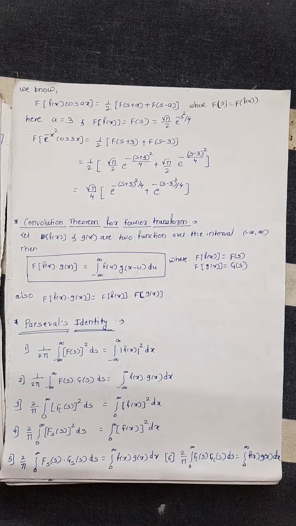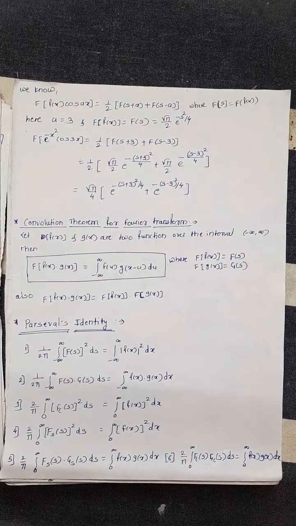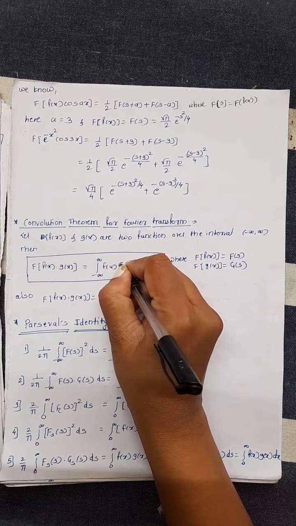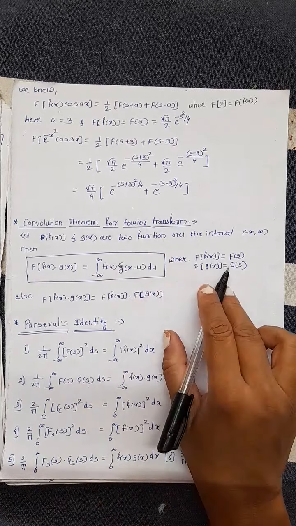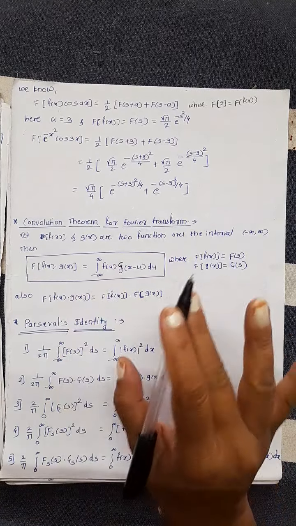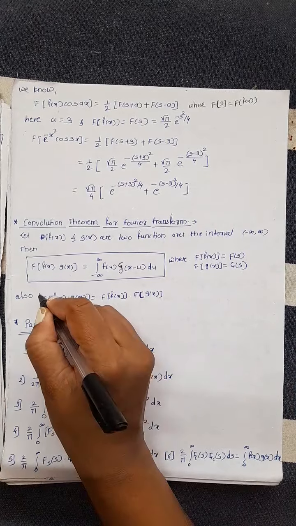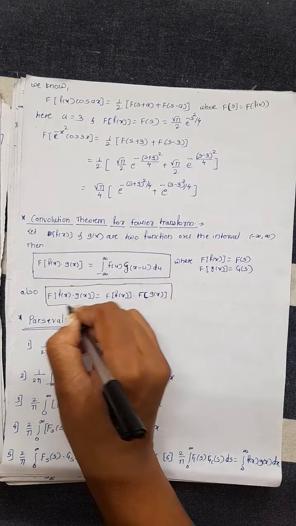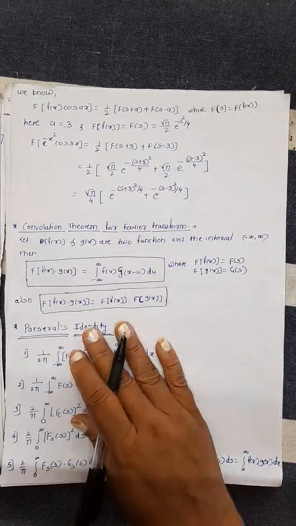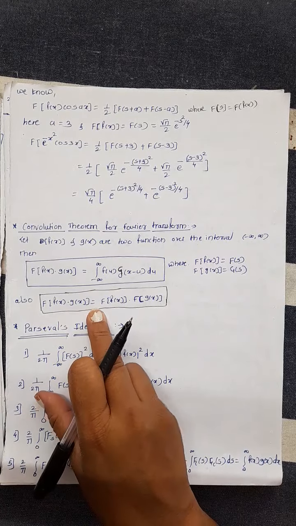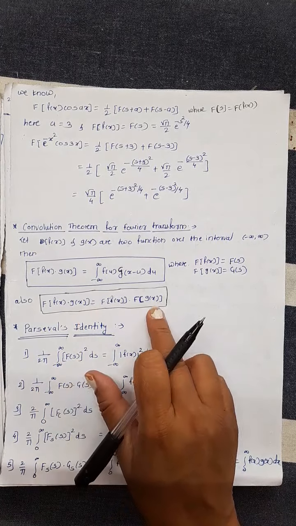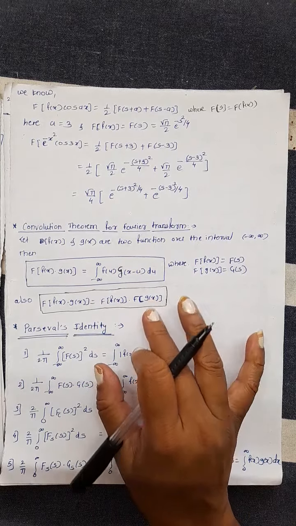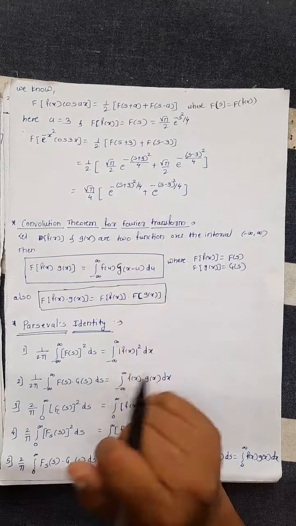Here capital G should be there. Okay, x minus u du. Okay, this is similar to Laplace transform, and this is one result. Fourier transform of f(x) into g(x) is nothing but the multiplication of both the Fourier transforms, F of f(x) into F of g(x). This is another result for the convolution theorem for Fourier transform.